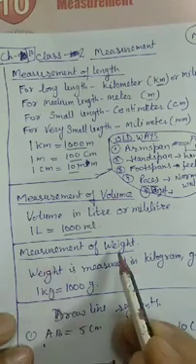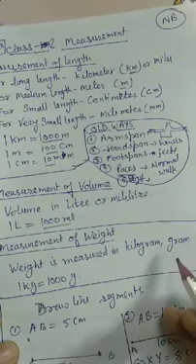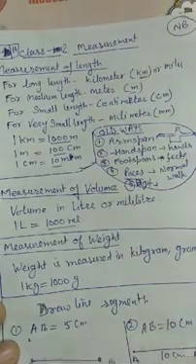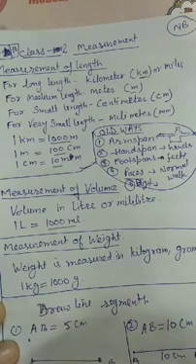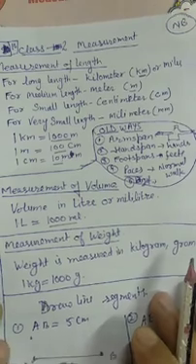And how to measure the weight? Weight is measured in kilogram and gram. Just like if you see, my weight is 70 kilogram or 48 kilogram. Gram is the small unit of this, okay. And the smallest will be milligram.